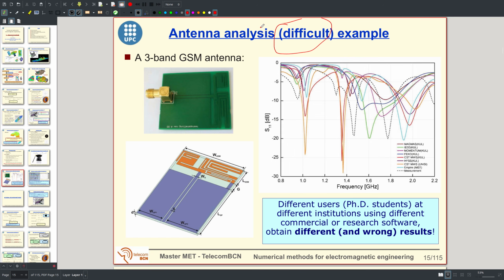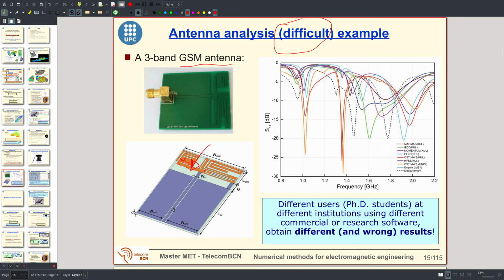Okay. So the difficulty is for the user to accurately do the mesh of the object. This is a GSM antenna, like the antenna in a mobile phone, but it is on a printed board, but it's a similar antenna to that of a cell phone. And you have, of course, to discretize the antenna into triangles, etc.